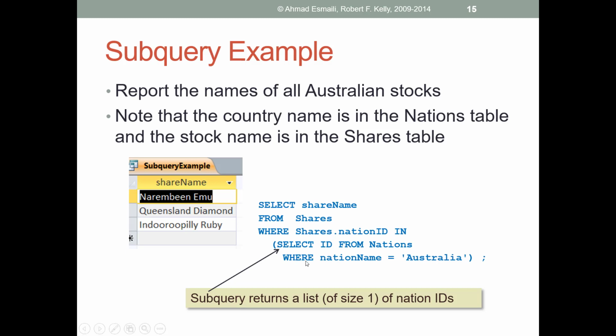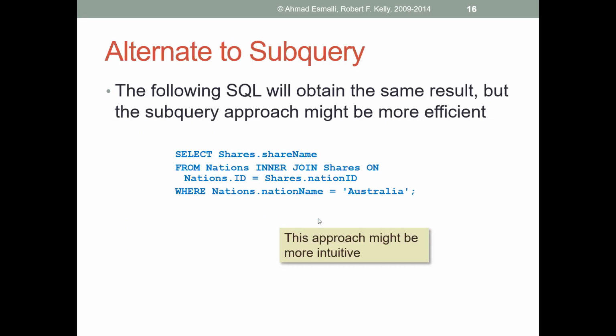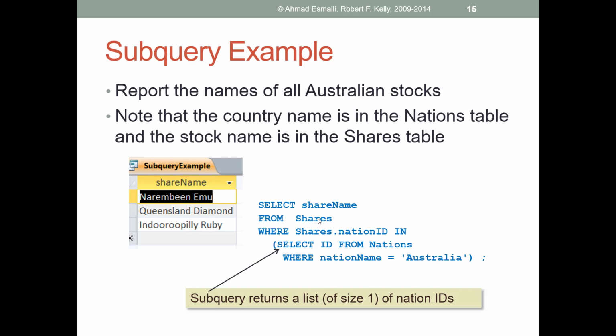So your inner query is finding out the ID for Australia, right? You're doing select ID from nations where nation name is Australia. That's what you did. And once you retrieve the ID for Australia, you just compare that ID with the shares in the shares table. Okay, and that ID information you anyway have in the nation ID field, which is your foreign key in the shares table.